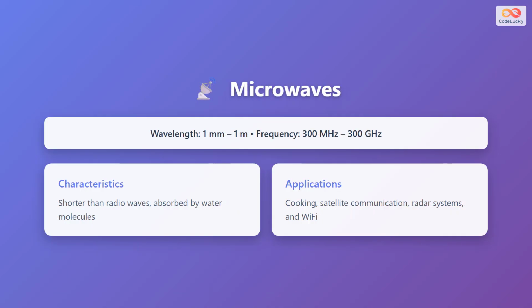Next, we have microwaves, with wavelengths ranging from 1 millimeter to 1 meter and frequencies between 300 megahertz and 300 gigahertz. Microwaves are shorter than radio waves and have a unique property. They are readily absorbed by water molecules, which makes them perfect for heating food. Beyond cooking, microwaves are essential for satellite communication, radar systems used in weather forecasting and air traffic control, and wireless internet technologies like Wi-Fi.